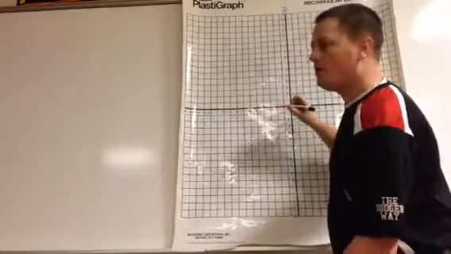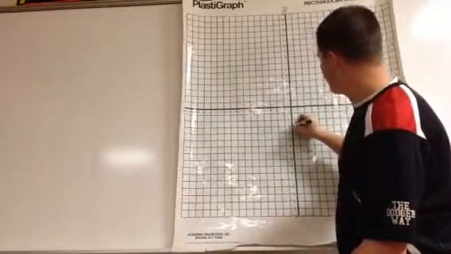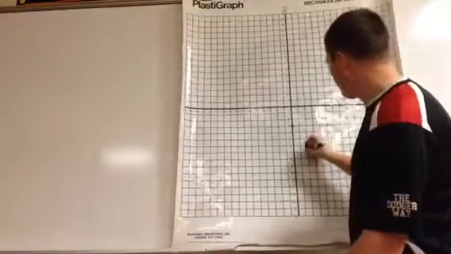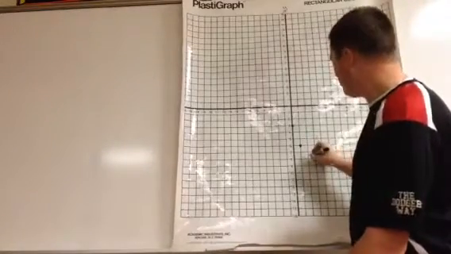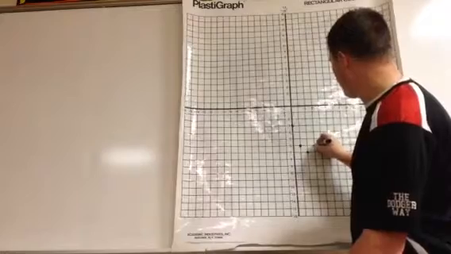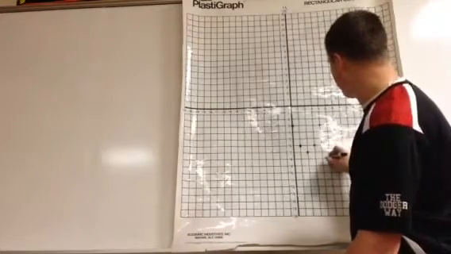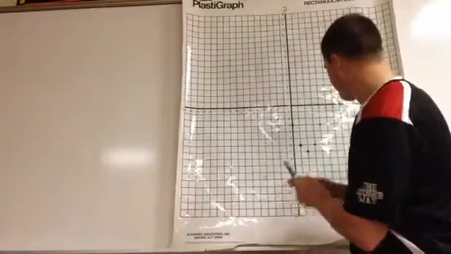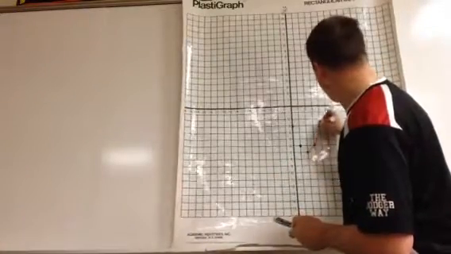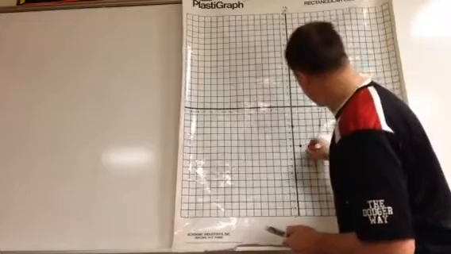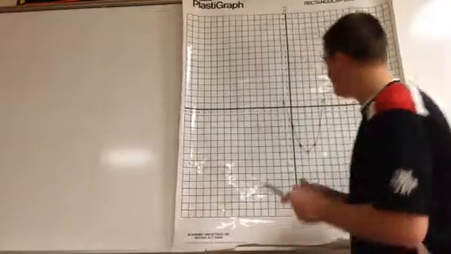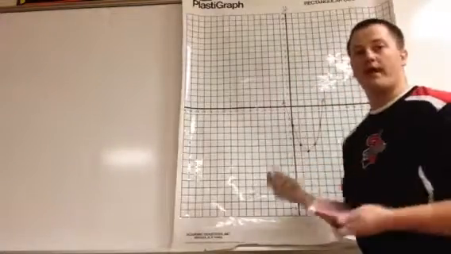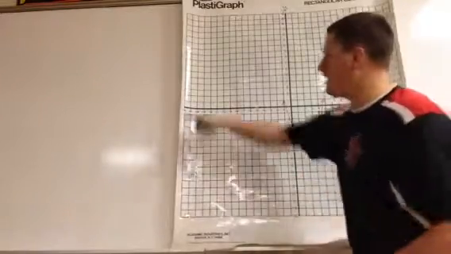0 was at negative 3. 1 was at negative 6. 2 was at negative 7. 3 was at negative 6. And 4 was at negative 3. We now have a graph of a parabola.